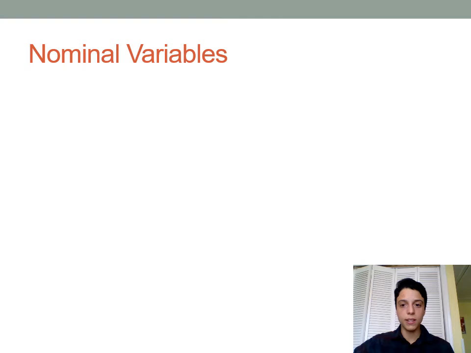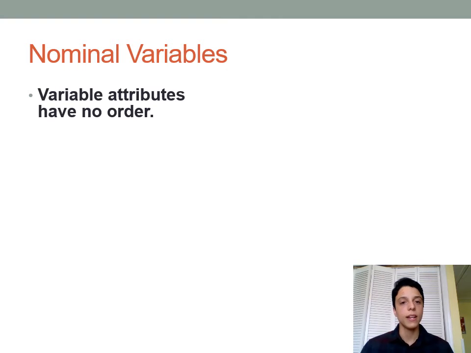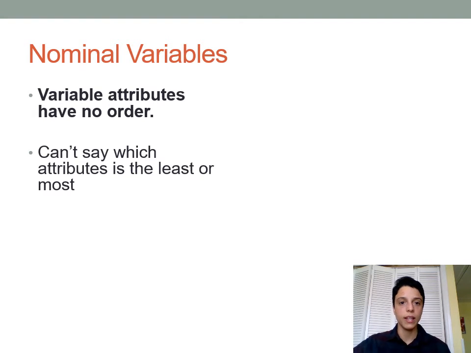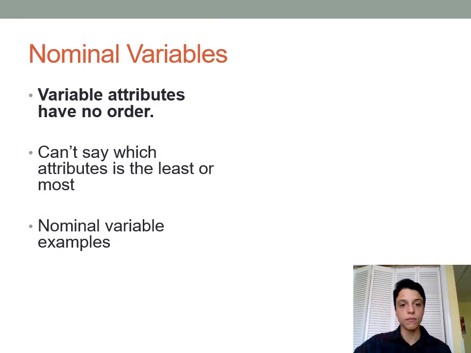All right, so nominal level variables. Nominal level variables are defined as having attributes that can't be put in any kind of order. So if you were to look at all the attributes that you have for a variable, so all the different values that it could take on, you wouldn't be able to say which is the least or most, and you wouldn't be able to put them in order from least to most, or best to worst, or small to large, or anything like that. And so examples of nominal level variables would include something like race.